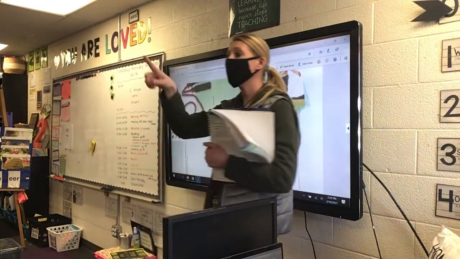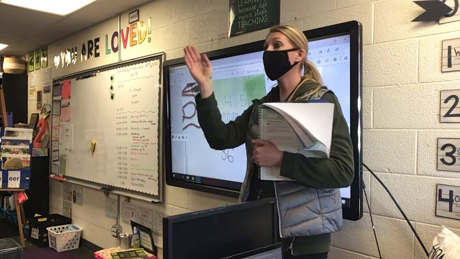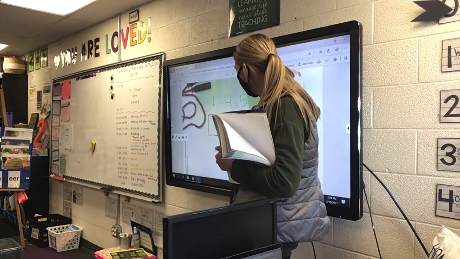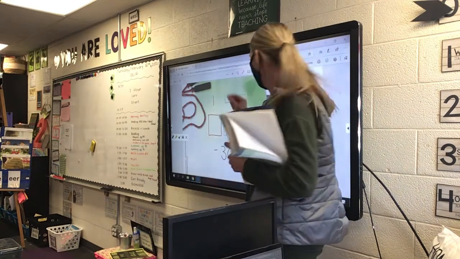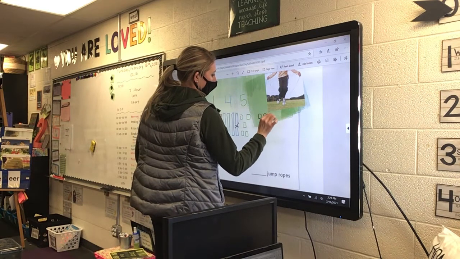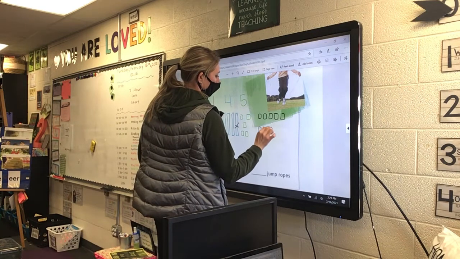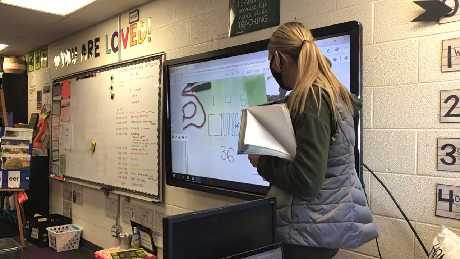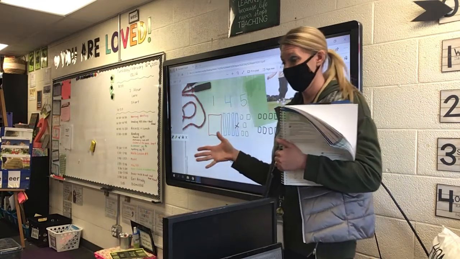Borrow or regroup means the same thing. So we're going to take one of these away. So cross off this stick because we're going to borrow it. We're going to break it apart, and we're going to put 10 more over here. Okay. So now if I have these 10 plus the 5, I should have 15.